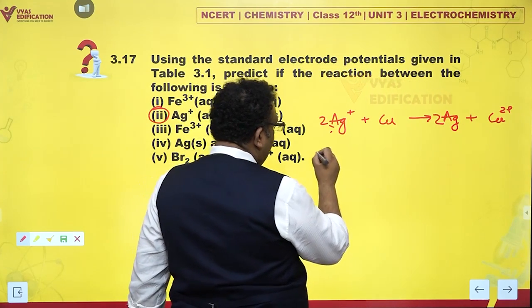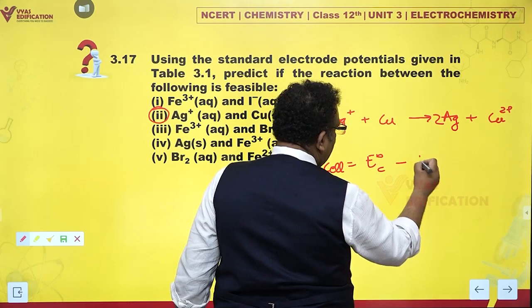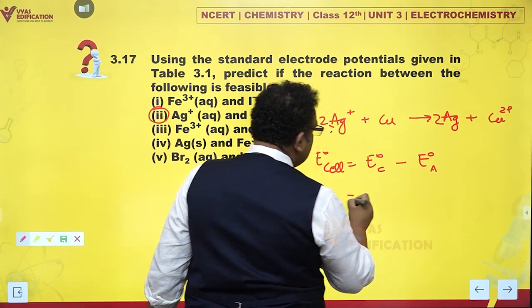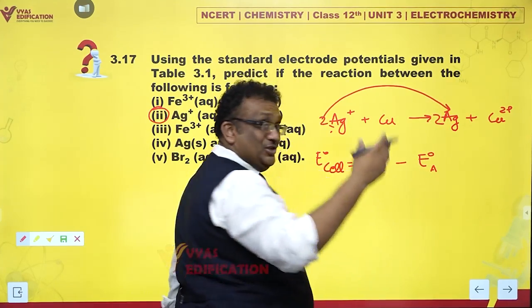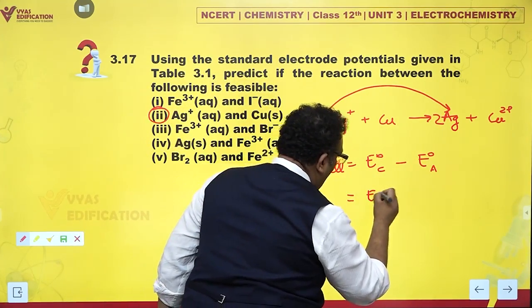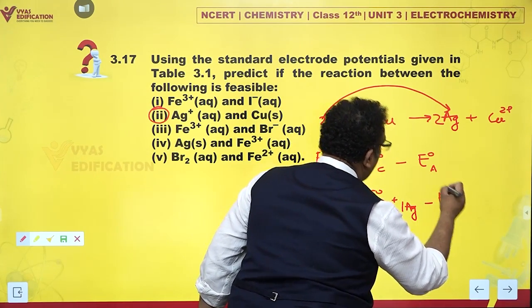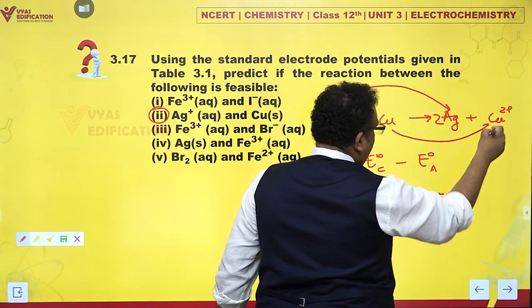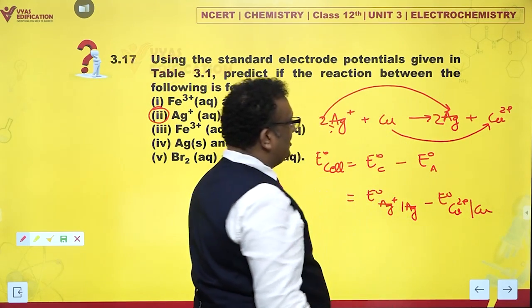Now, E naught cell for this reaction is E naught cathode minus E naught anode. Which is cathode? Which undergoes reduction. And who undergoes reduction? Silver undergoes reduction. So let's take that as cathode. This is E naught of Ag plus to Ag minus E naught of copper to copper ions, Cu2 plus to Cu. You can say this is anode.